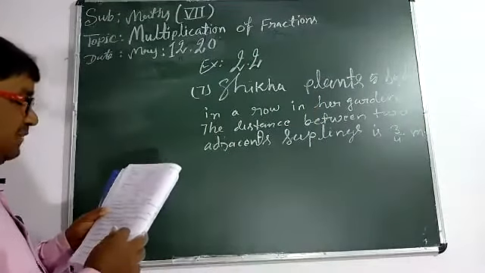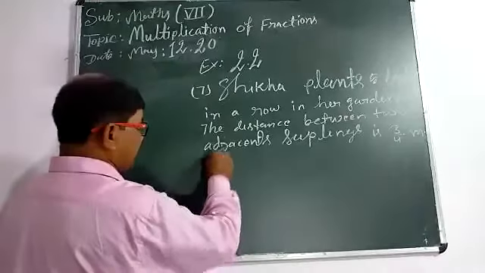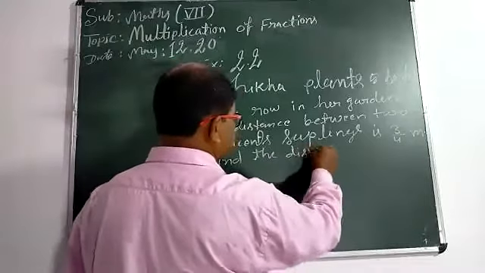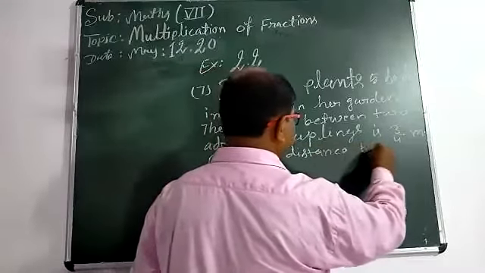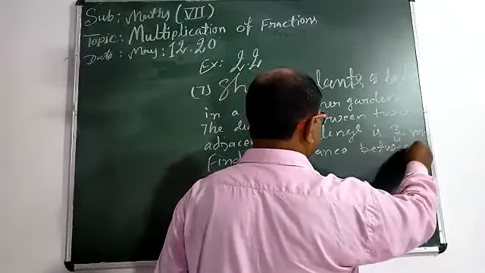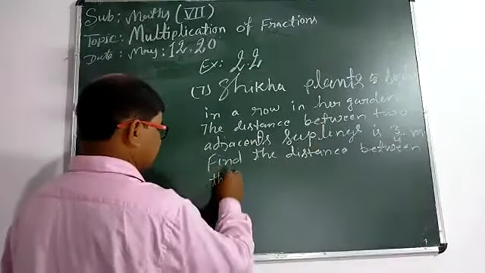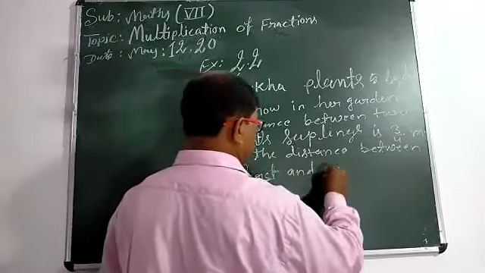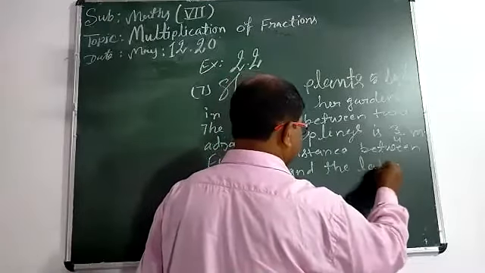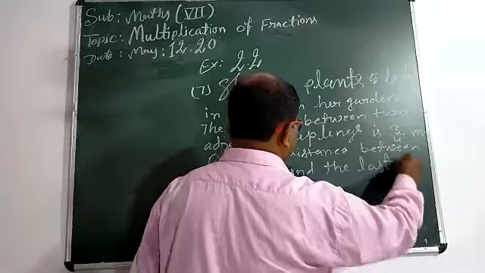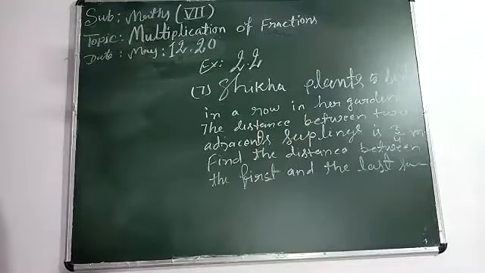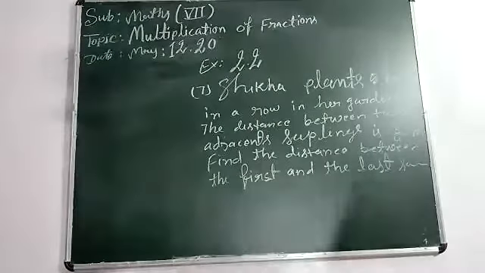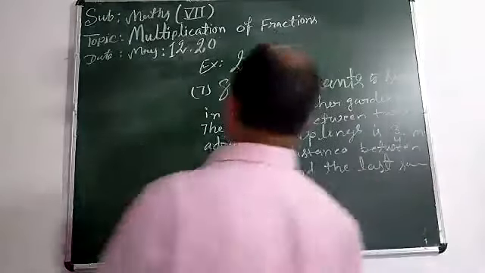Find the distance between the first and the last sapling. You should write sapling. Okay? Understood? Take down easily.